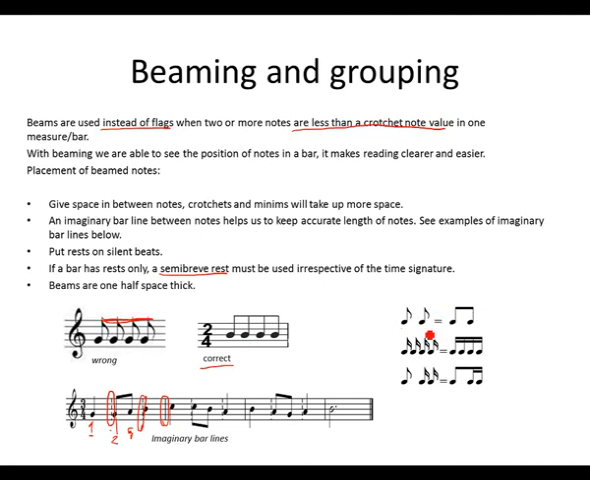This is an example of 2 quavers beamed together. Semi quavers beamed together. You put 2 lines, 1, 2. And when it's just quavers, it's just 1 thick line. When it's semi quavers, it's 2 lines, because a semi quaver has 2 flags and a quaver has only 1 flag. When it's 1 quaver and 2 semi quavers, the top line represents the quaver, and these 2 lines represent the semi quaver.